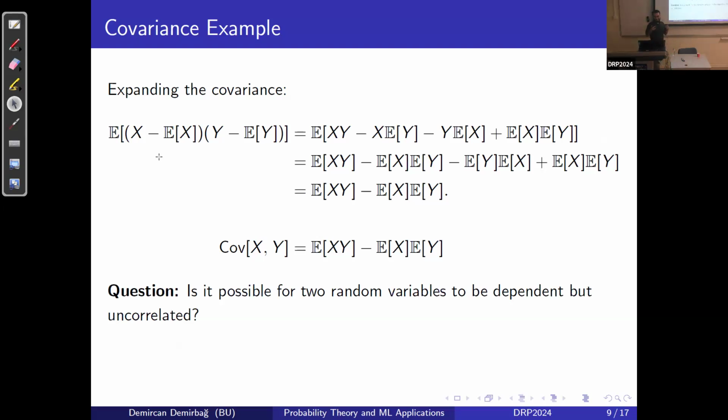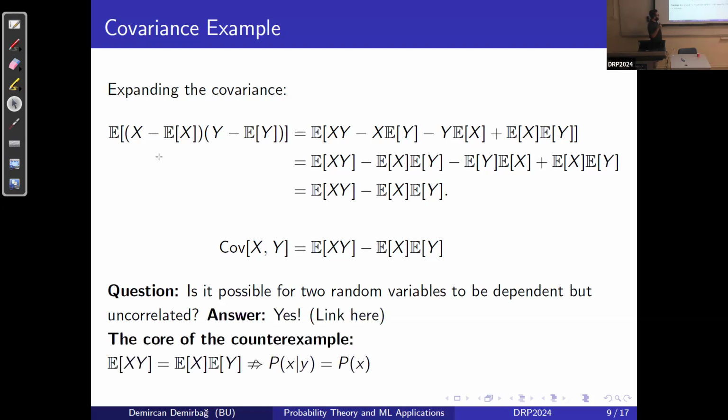Now, the interesting question on this topic is: is it possible for two random variables to be dependent but uncorrelated? The answer is yes, but since I do not have time, I'm not giving you the example here. There is a link you can click on from my presentation. But the core of the counterexample is that this being 0, which means those being equal, doesn't imply that the probability of x given y is equal to the probability of x.